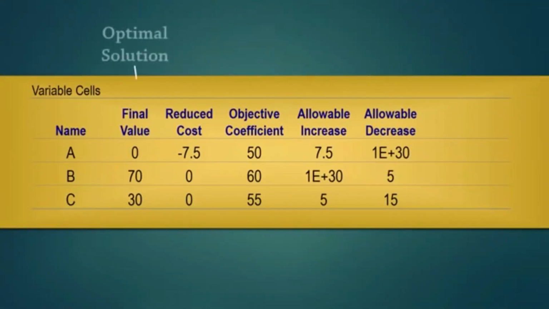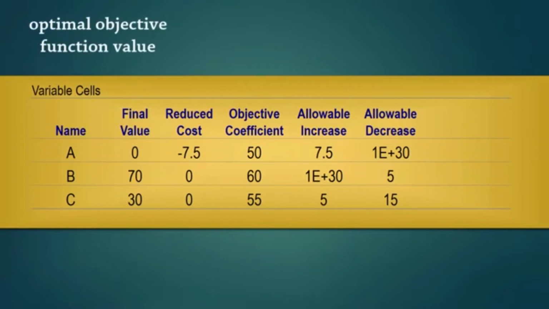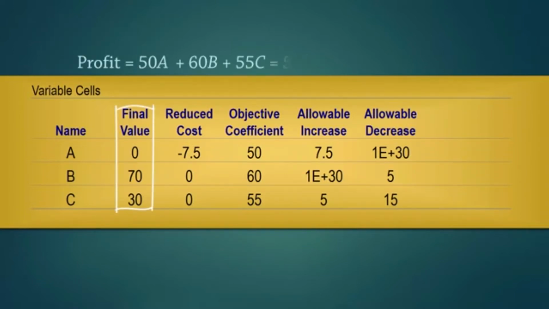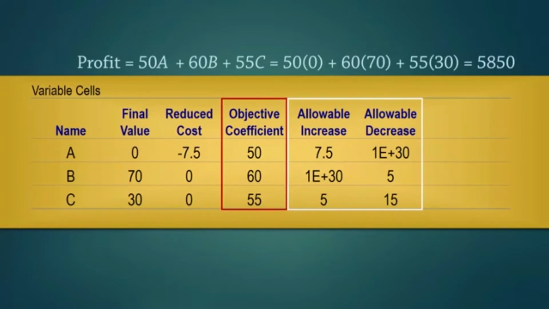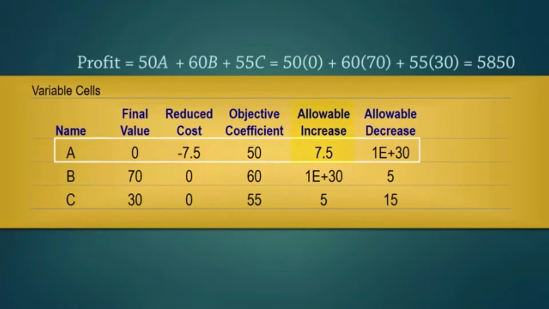The optimal solution is represented by the final values here: A equals 0, B equals 70, and C equals 30. So the optimal objective function value can be found by plugging the optimal solution into the objective function to obtain 5850. Now, these allowable increase and decrease values specify how much the objective coefficients can change before the optimal solution will change. For example, since the allowable increase for A is 7.5, if we increase the objective coefficient of A from 50 to any value up to an upper limit of 57.5, the optimal solution will not change.